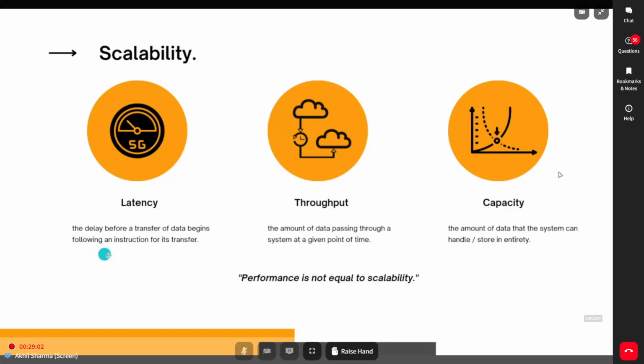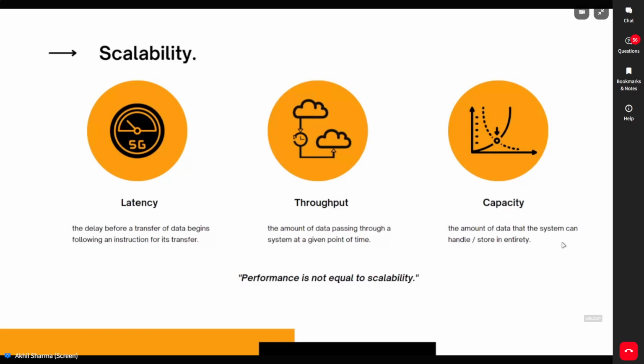So latency is when you make a request to a server, the delay before you get the response is the latency. So the more the latency, the more time it's taking to respond to you; the less the latency, the more quickly the responses come. So you want less latency, okay? People confuse this a lot. They think that they want high latency. No, you want low latency because you want as little delay as possible between your responses.